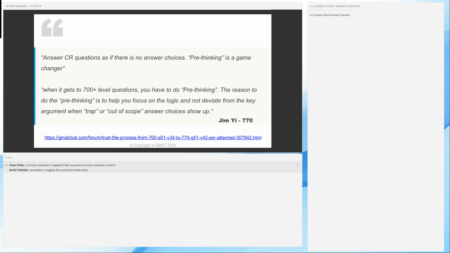Okay. So as one of our students who went to Booth, he basically was stuck at 700 because he wasn't doing pre-thinking. Then he started doing pre-thinking. Within 15 years, he improved from a 35th percentile in CR to a 97th percentile. His GMAT score improved from a 700 to a 770. And he really says, answer CR questions as if there are no answer choices. Pre-thinking is a game changer.